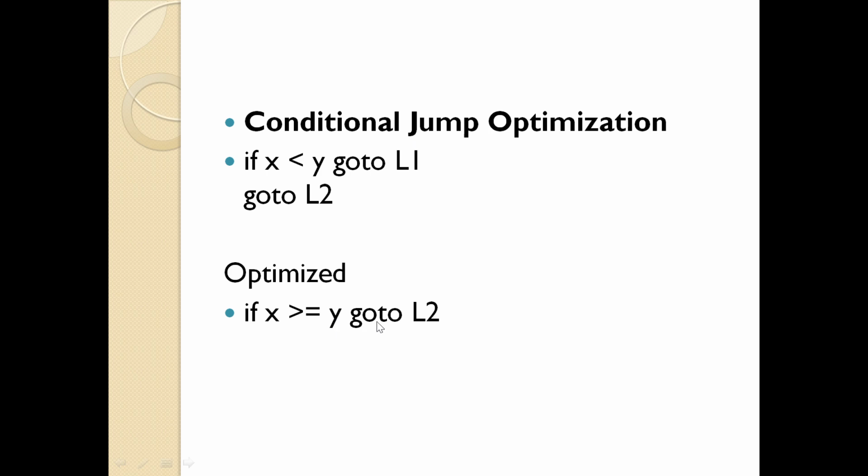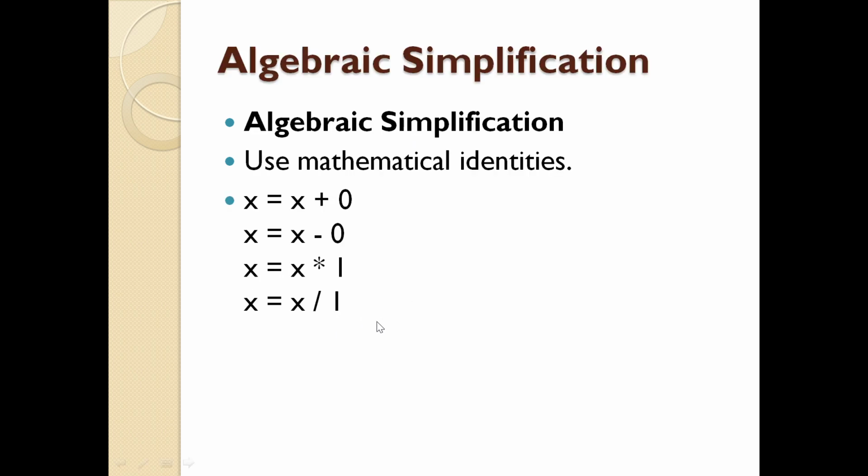Okay. Next, algebraic simplification. The compiler can also use simple mathematical identities. Adding 0 does not change a value. Subtracting 0 does not change a value. Multiplying by 1 does not change a value. Dividing by 1 does not change a value. Therefore, these operations can be removed completely.